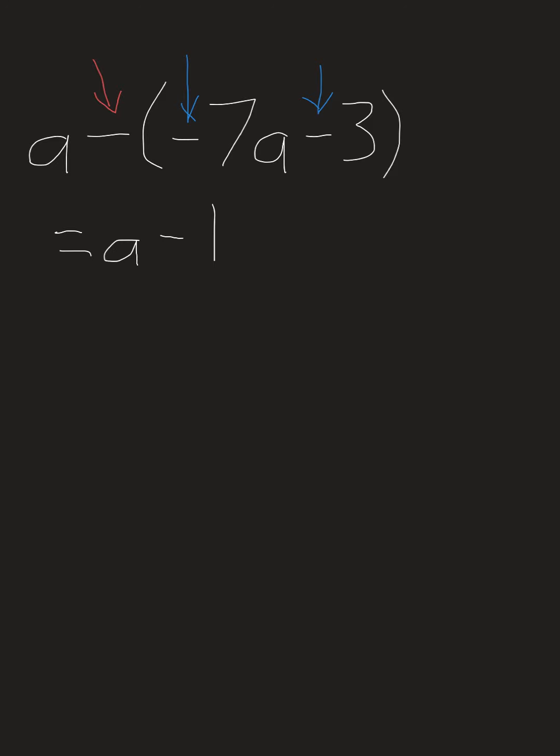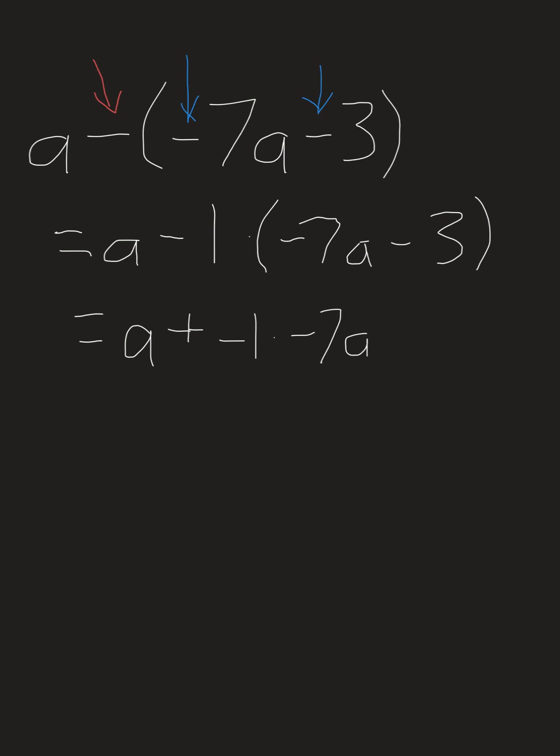Minus 1 times the quantity minus 7a minus 3. Remember, minus 1 times minus 1 is positive 1. So we have a minus minus, so plus minus minus, minus 1 times minus 7a plus minus 1 times minus 3.